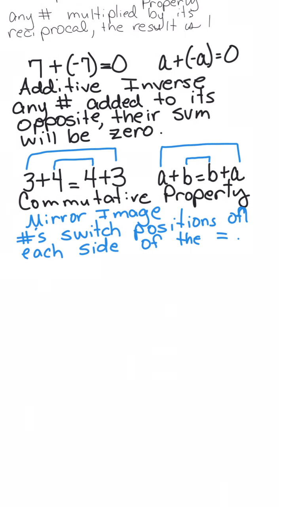The commutative property holds true for multiplication and addition only. So if I'm multiplying 4 times 5, then the opposite side of that, 5 times 4, has to be 20, because it doesn't matter what order I multiply in, I'm still going to get the same product.